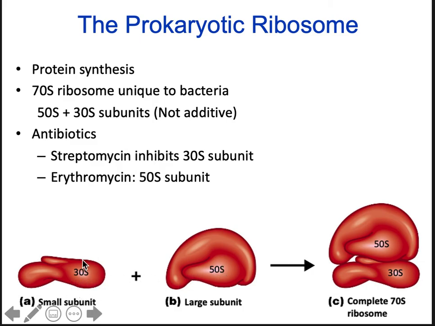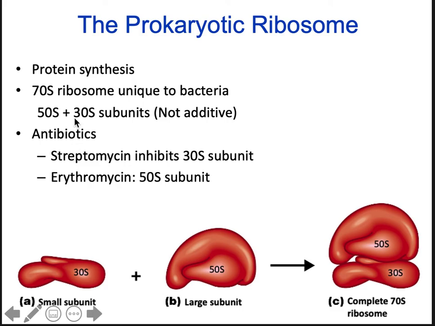Now, you do not add these units together. Okay, you do not put 30 plus 50 because it totals 70. I know it's weird, but it's because these are units of centrifugation. They're not units of weight, okay? So not additive. But these two pieces come together, and what goes in between them in this space you see here would be the transcript, the mRNA, and then this ribosome uses that template to insert amino acids to make protein. Okay.